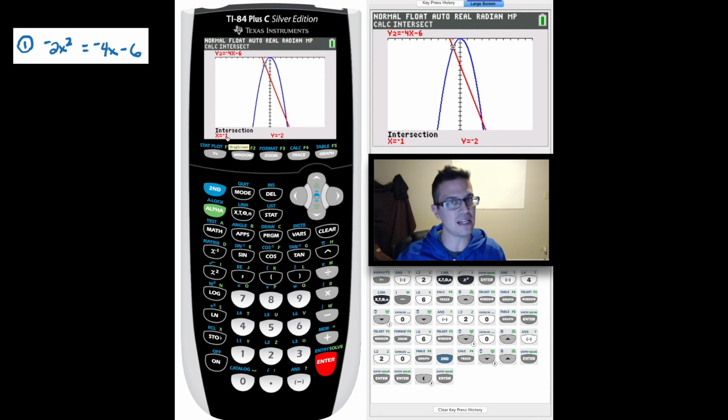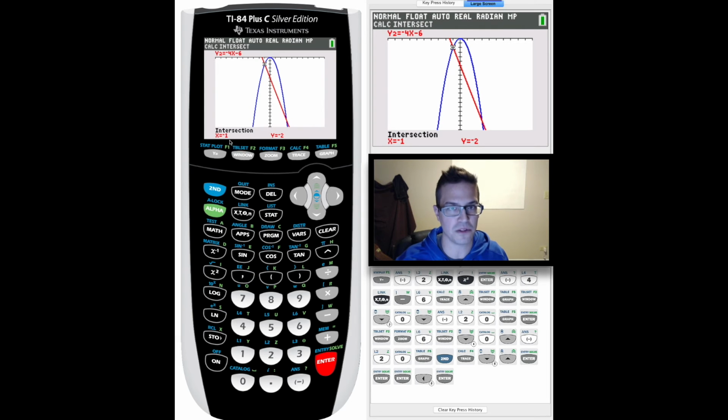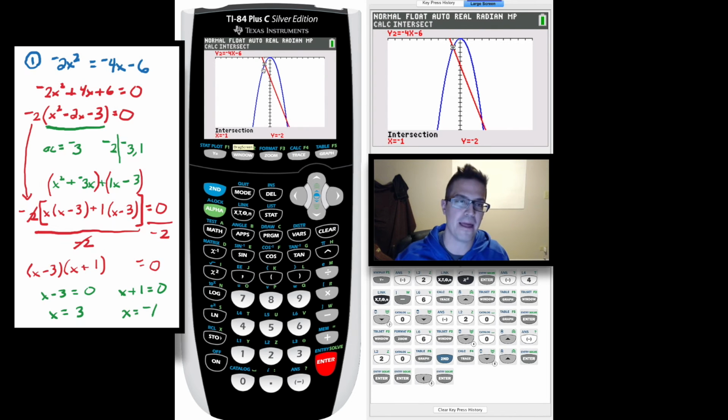Now, if you remember the answer for one of the answers anyway, when we solved that original problem, -2x squared equals -4x minus 6, we actually got x is equal to -1. So this actually matches that first method where we used the quadratic factoring technique, so this graphing technique does show that same answer as the factoring technique, which is good. Okay, now let's check this other one.